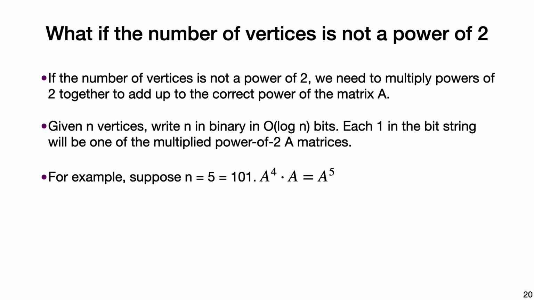In this easy example, n is 5, which is 101. So a to the 4, which corresponds to the 1, times a to the 1, is a to the 5, which is n equals 5. We have to do up to order log n multiplications to get the intermediate powers a squared, a4, up to an, and then potentially up to order log n more multiplications to combine them. You sum them up and that's big O of log n.